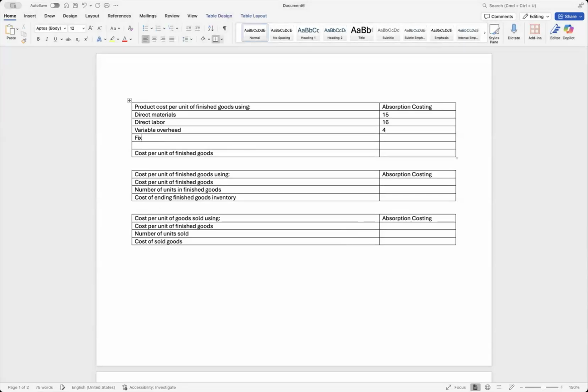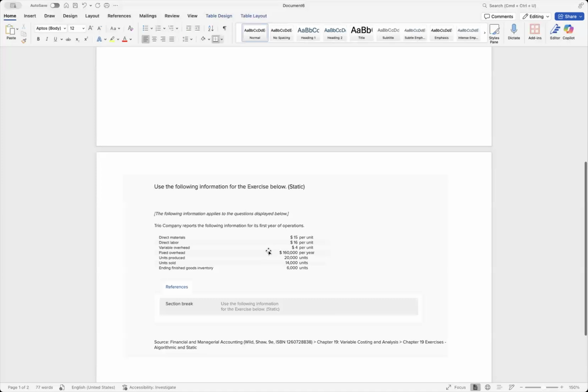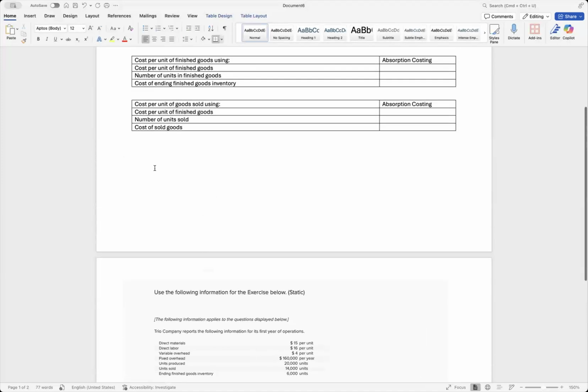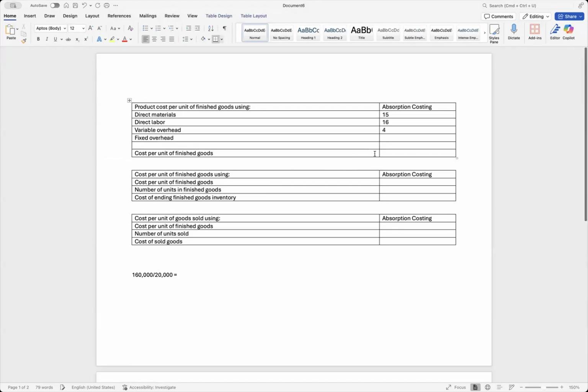And then we have our fixed overhead. All right, the fixed overhead we need to calculate. So the way we calculate that is we had fixed overhead, the total for the year, of $160,000, and we produced 20,000 units over the year. So we divide those two and we'll get the cost of the fixed overhead per unit. So I'm getting my calculator, 160,000 divided by 20,000. That's going to give me 8. And that's all we need.